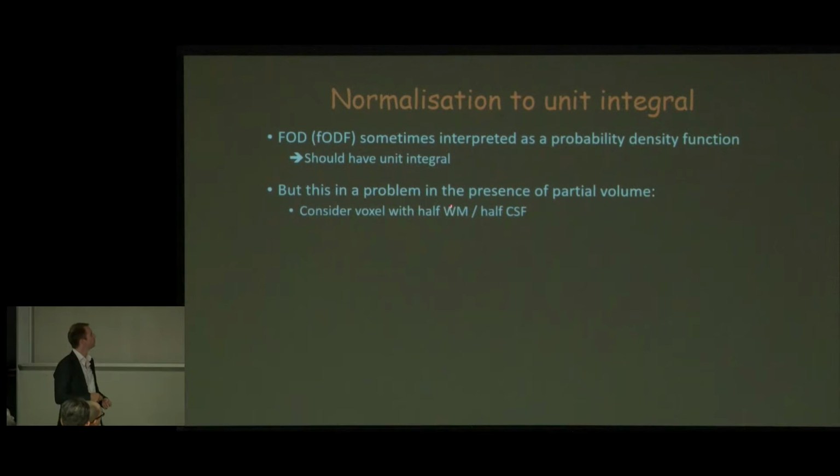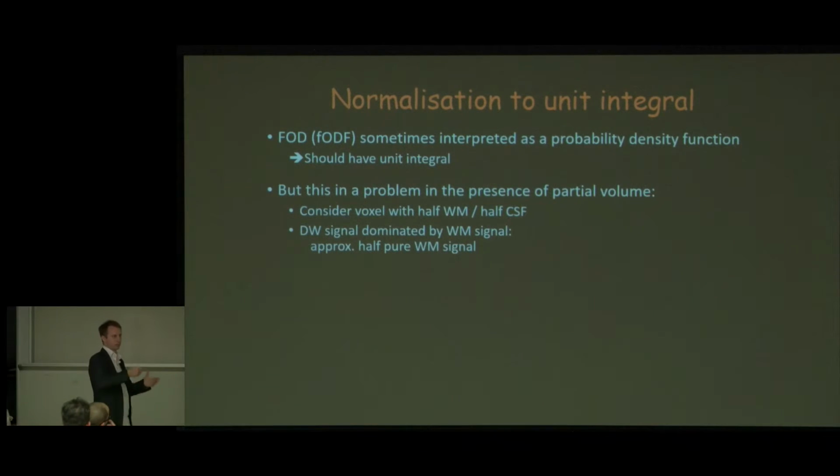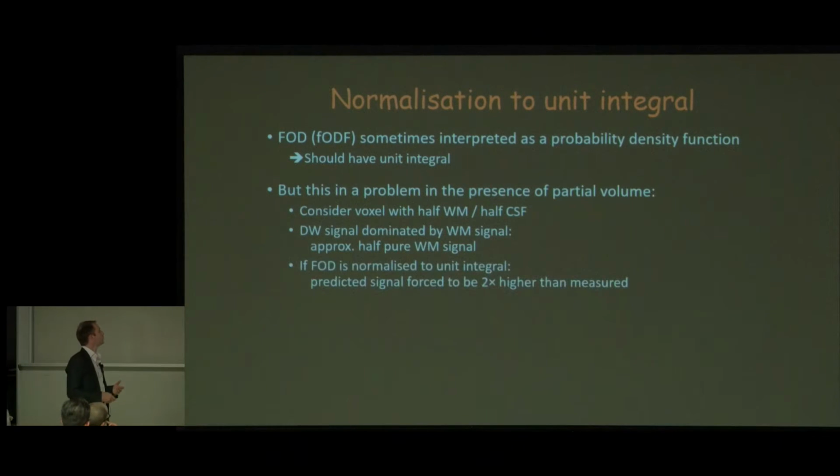Partial volume. Consider a voxel, half white matter, half CSF. The DW signal is dominated by the white matter signal. Okay? And that signal, when you have half white matter, is approximately half what it was for the pure white matter voxel, right? You have half the signal that you had for the pure white matter voxel case at the high b-value. And so if you normalize your FOD to have a unit integral, then your predicted signal from that is going to be twice as high as the measured signal because you scaled it up.